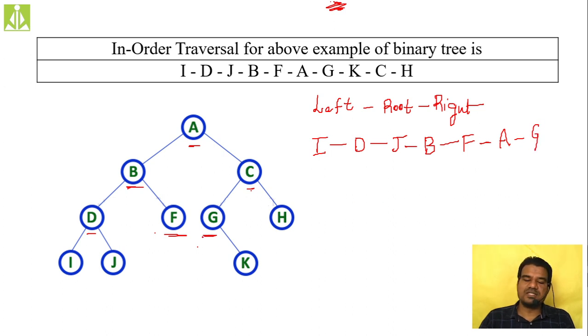Once G, the root, is visited, check the right side of the root. On the right side of G we have K. So come to K and make K root. When K is root, try to visit the left side of K. We don't have anything. It is null. If there is no left, visit the root. So after G, we are visiting K. Once K is visited, try to visit the right of K. We don't have any right. So go back to G.